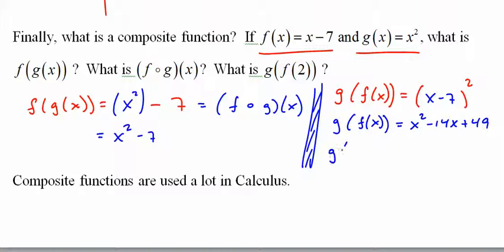And then g of f of 2, which would have been a lot easier to do by just putting the 2 in and cranking it out. But I wanted practice. It is 4 minus 14 times 2 plus 49, which is 25. And we look at this, we could have just said, well, 2 minus 7 is negative 5. Negative 5 squared is 25. Would have been a lot easier. So you can do it either way. I just wanted to practice doing the functions. That's it. Lots of math.